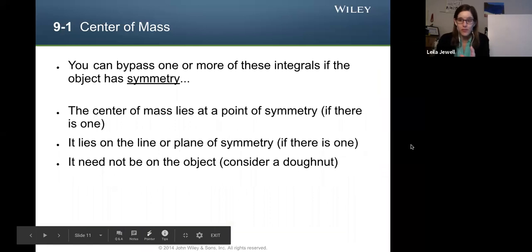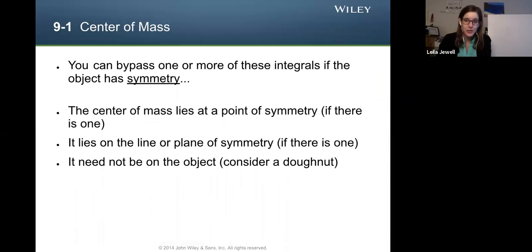Now, we can avoid taking these integrals if the object has symmetry. So symmetry is something that can really clue us in and give us a lot of help with problems. So here are a few symmetry things to look for. One, the center of mass is going to lie at a point of symmetry if there is one.